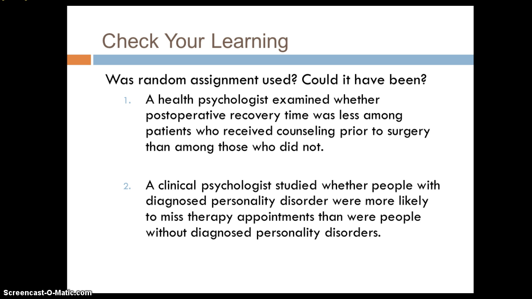The second one here, whether people diagnosed with personality disorder were more likely to miss therapy appointments than were people without a diagnosed personality disorder. Well, we can't randomly assign people, especially to something like a personality disorder. You can't make somebody have a personality disorder or not. You can't make somebody be depressed or not. Aside from the ethical issues, it would be really hard to induce those things. And so random assignment in the second case was not used. And that's what's known as a quasi-experiment. So we can't actually do a true experiment here.